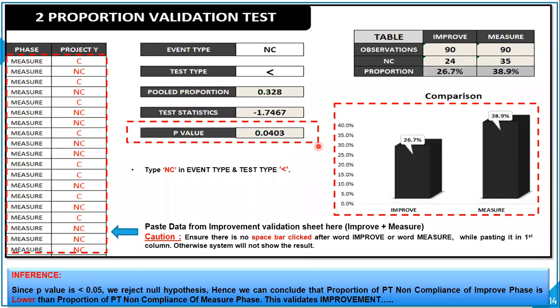Right, so this is what we had: 0.0403, and this is the comparison of improved phase and measure phase. 24 by 90, 26.7%; 35 by 90, 38.9%. And our inference is, since the p-value is less than 0.05, we reject the null hypothesis. Hence, we can conclude that the proportion of PT non-compliance of the improved phase is lower than the proportion of PT non-compliance of the measure phase. In other words, this validates the improvement. We have achieved the improvement in the improved phase by deploying the solutions. That's what we wanted to prove.